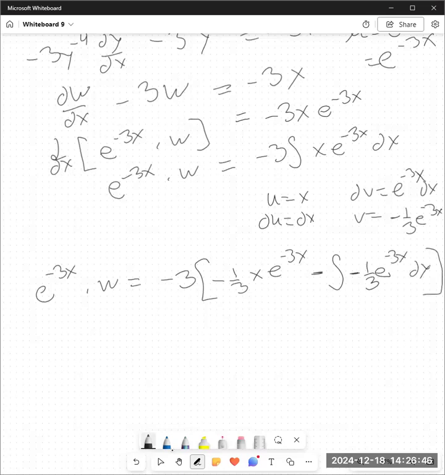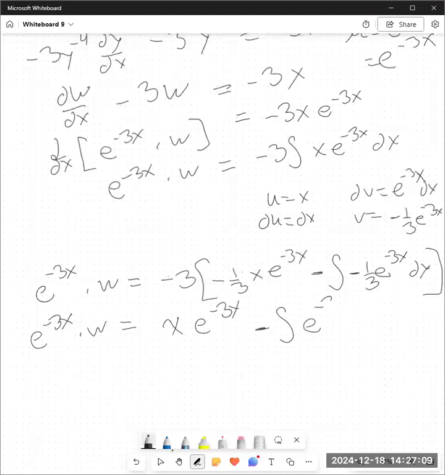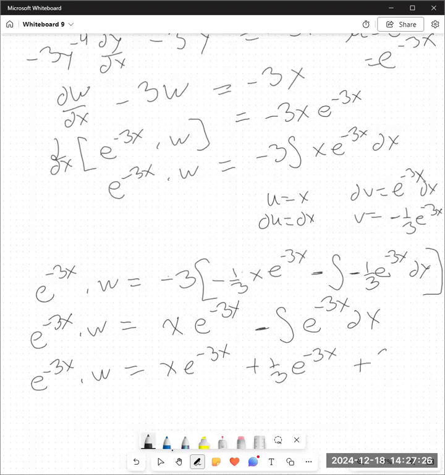So we have e to the negative 3x times w is equal to negative 3 times uv, negative 1/3 x e to the negative 3x, minus the integral of v du, like so. Negative 3 times a negative 1/3 is a positive 1, x e to the negative 3x. I have a negative 3 times a negative 1 is a positive 3, times a negative 1/3 is a negative 1, integral e to the negative 3x dx. So e to the negative 3x times w is x e to the negative 3x, and I'm going to have plus 1/3 e to the negative 3x plus c.